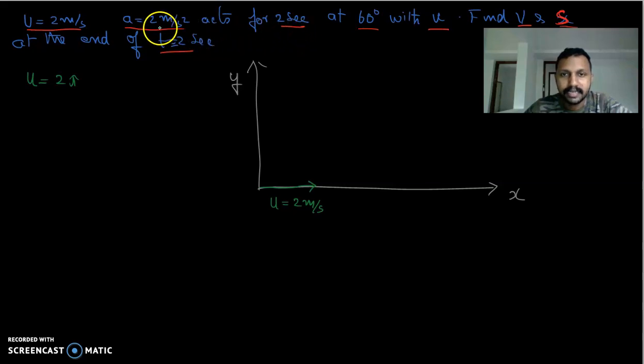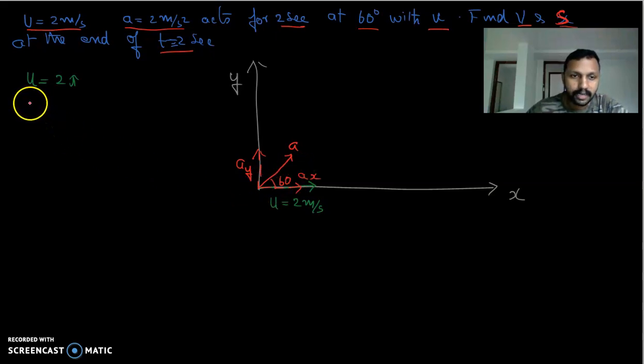In this case, the acceleration is at an angle of 60 degrees with respect to u. Therefore, look here carefully, I will have to draw the acceleration in this direction. This is our acceleration. It's making an angle of 60 degrees with respect to the initial velocity. Then I could resolve this acceleration into two components. One component like this, let me call it ax, and one component like this, that is ay.